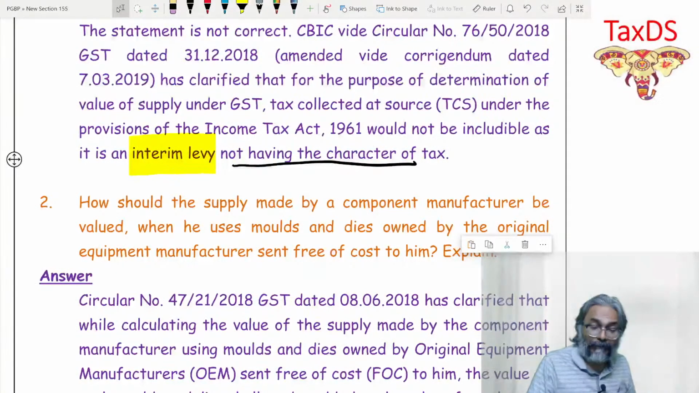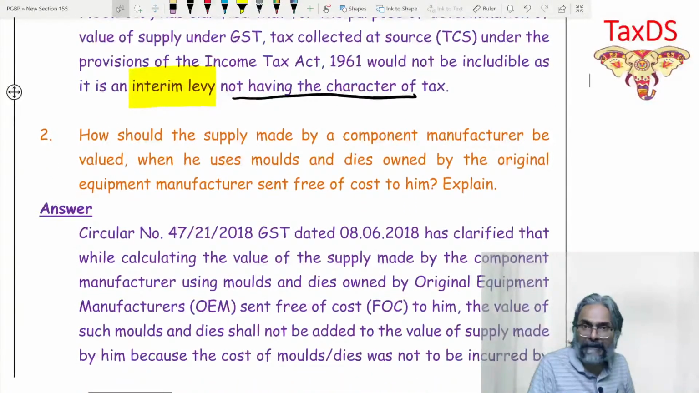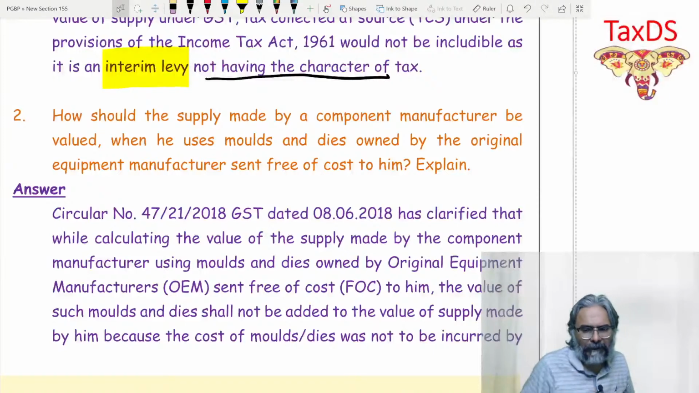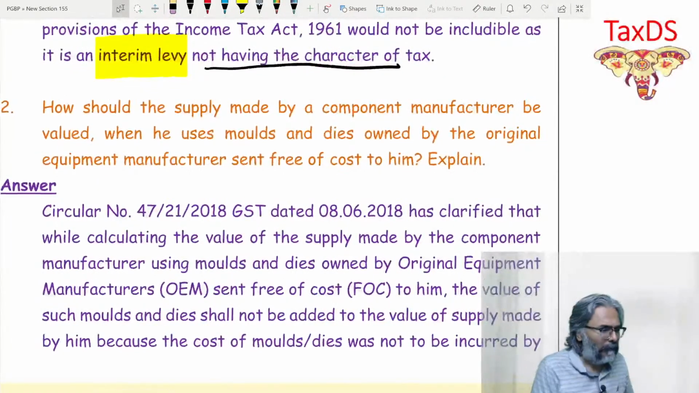Now, students, this is question number 2, very important. Again, this is as per the CBIC circular. This is a very important question, students. Just read the question once, all of you. Question number 2.